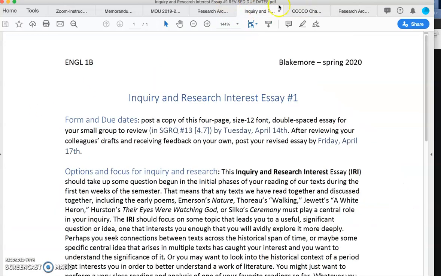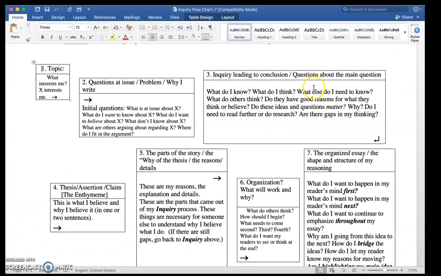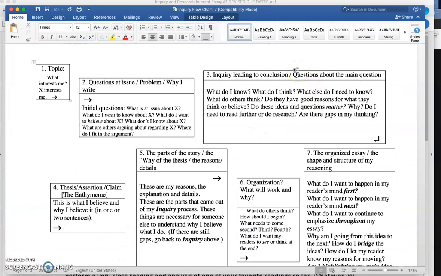Here's the inquiry and research interest essay that I'm asking you to write. Here is the inquiry flow chart. So your initial questions should help you to narrow and focus your question at issue more. That should help you to find more specific and precise kinds of research source material. Those things should help you to answer these kinds of questions that will lead you eventually to your knowledge, your idea that you now know what you believe as an answer to that question.